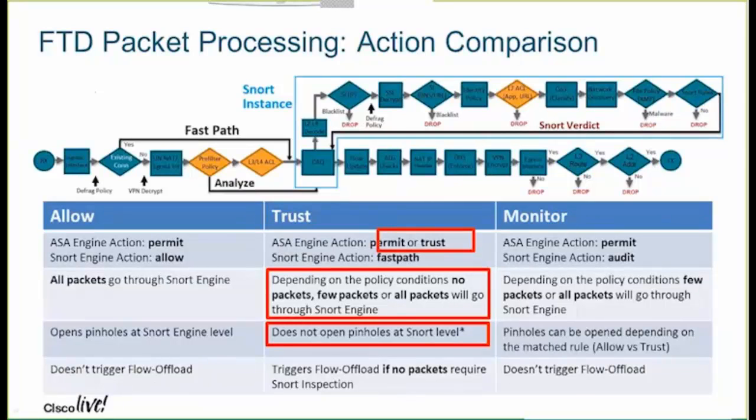As I mentioned earlier, when the action is set to allow, we never trigger a flow offload. Flow offload basically means going from L7 directly to DAC. But in case of trust, we definitely do a flow offload, wherein after the L7 lookup, we directly send the traffic over to DAC without performing the rest of the checks. And in case of monitor also, we do not perform a flow offload.